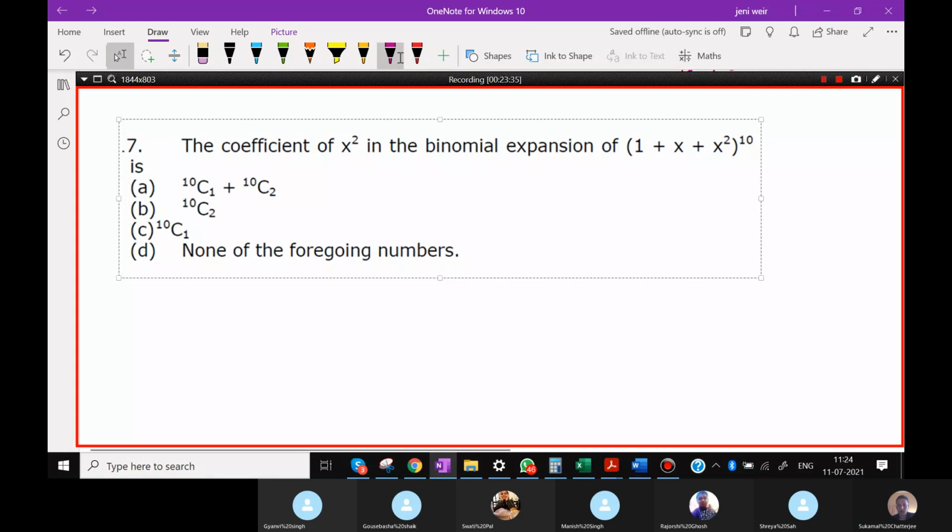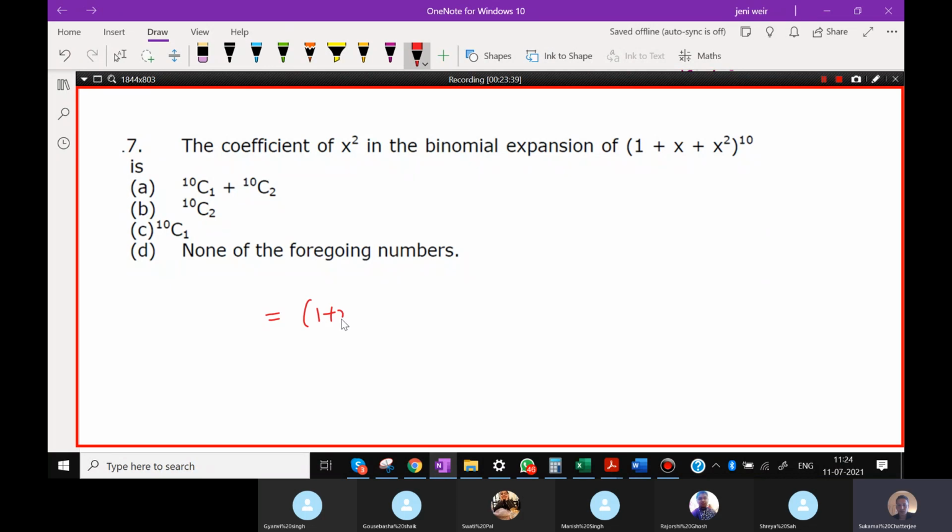Now, this can be written as (1 plus x square) to the power 10. So if I consider this as (a plus x square) to the power 10, then this would be a to the power 10, which means (1 plus x) to the power 10, plus 10c1 into a to the power 9 into x square.